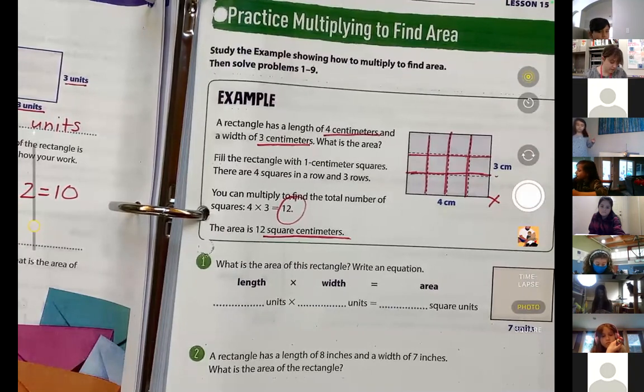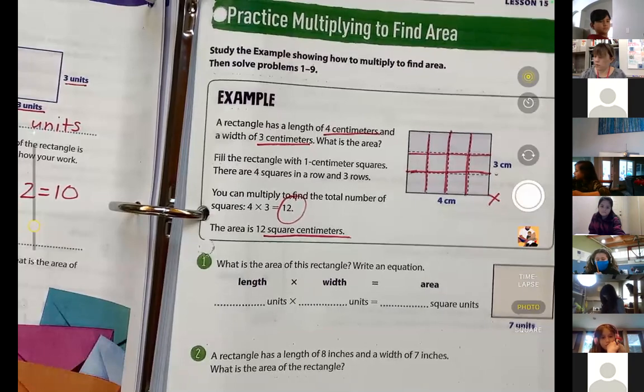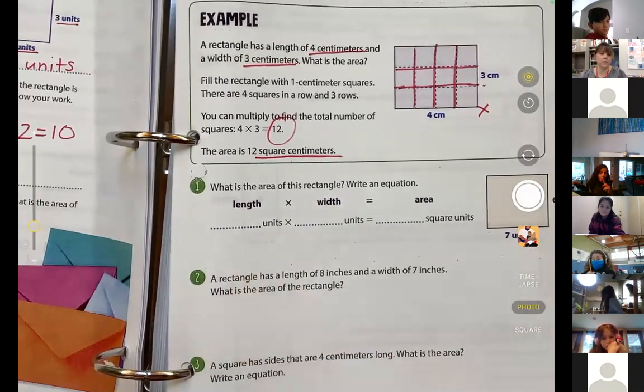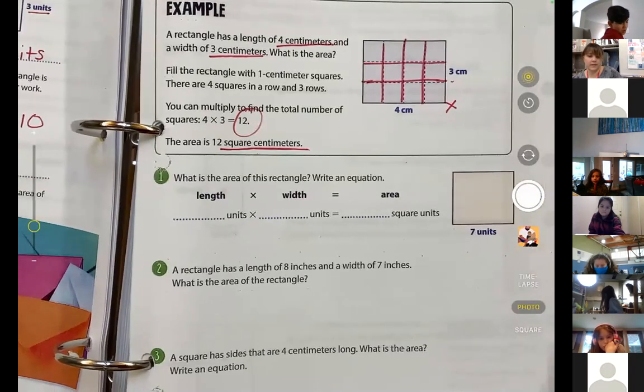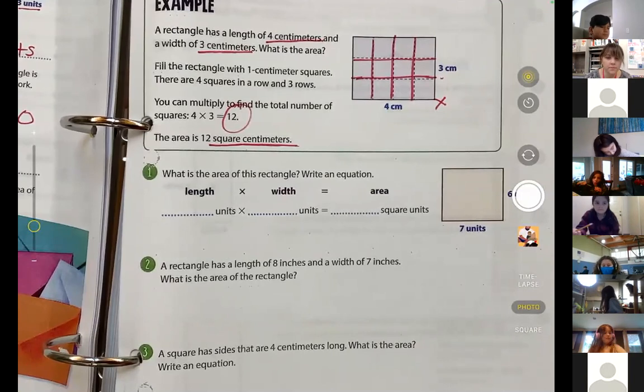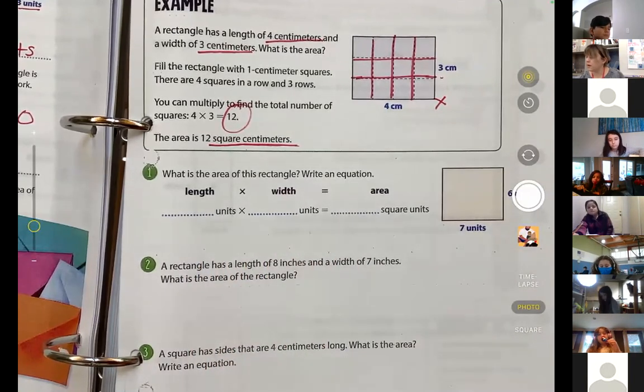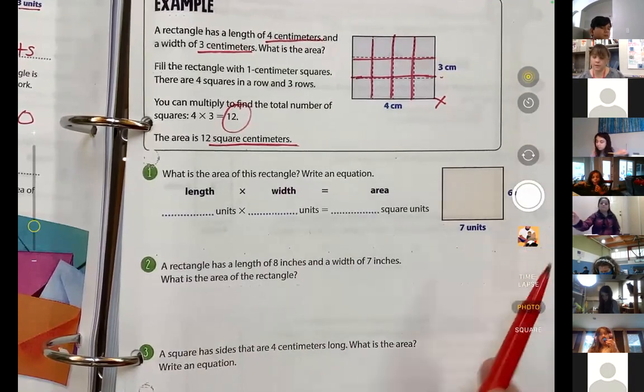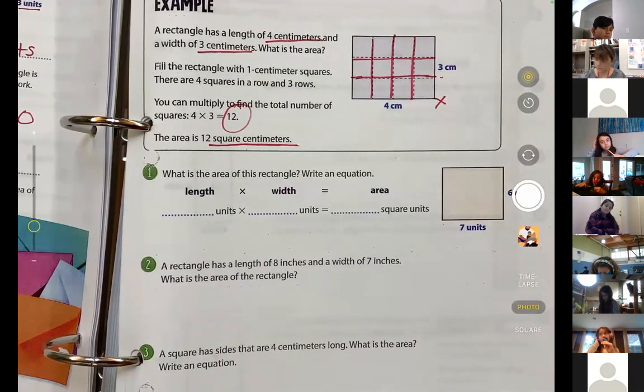Okay, I'm going to bring up my wheel of names and we're going to work on number 1. Here we go. It says, what is the area of this rectangle? Write an equation. And solving that one for me is Sandro. All right, Sandro, can you tell me what my equation would be? Here's our square over here. Okay. What are my 2 numbers? What's the length?